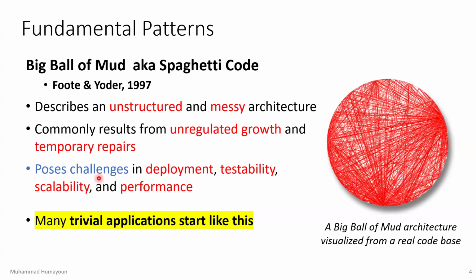It commonly results from unregulated growth. You started something, you repair things temporarily, and over the passage of time, it grows and grows into a big ball of mud that you cannot control. Of course, this kind of code poses challenges related to deployment, testability, scalability, and performance. However, a sad reality, but many trivial applications start like this when you start coding.